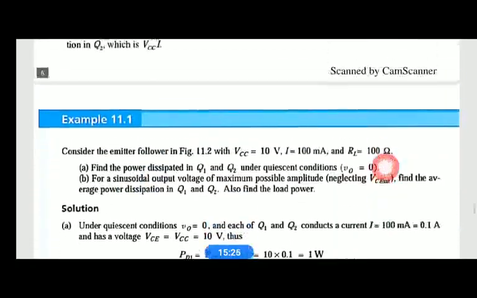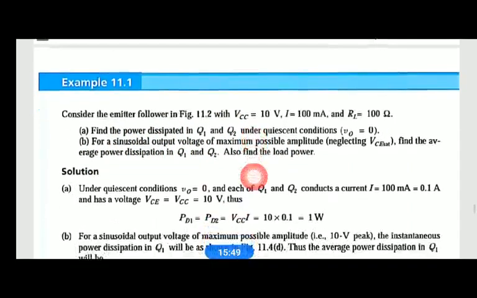When the input is applied, that waveform is our power dissipation, and the average of that waveform is what we need to find in part B of the problem, wherein in part A we need to find the power dissipation when there is no signal applied. So when there is no signal applied, the power dissipation across transistor Q1, which is PD1, is equal to PD2, both equal to VCC I, then 10 into 0.1 is 1 watt.